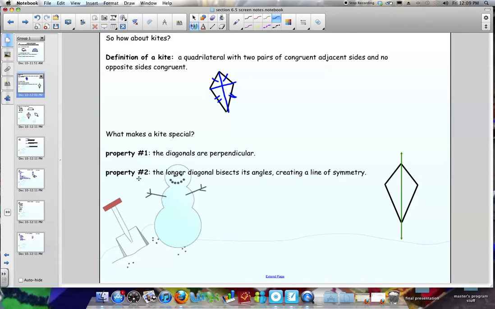The other thing that makes a kite special is that the longer of the diagonals bisects its angles. So this angle would be congruent to this angle, and this angle would be congruent to this angle. That creates a line of symmetry. So you could say that this half of the kite is congruent to this half of the kite.